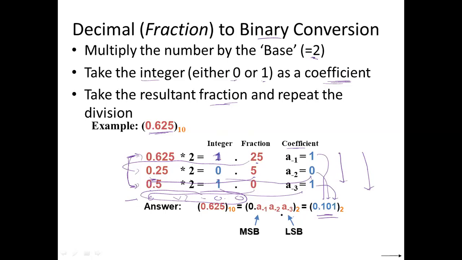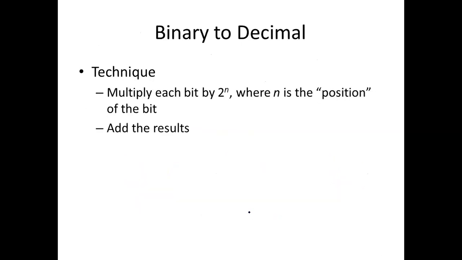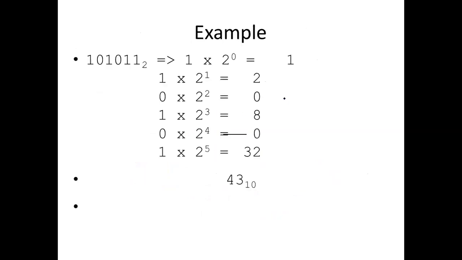Okay, and this is your LSB. In this case, this is your LSB, the rightmost bit, and this is your MSB, the leftmost bit after decimal. Binary to decimal तो हमने देख ही लिया था. Technique, multiply each bit by 2 raised to power n. So this is your base raised to power position, where n is the position, add the result. ठीक है, तो ये एक और एग्जांपल है.